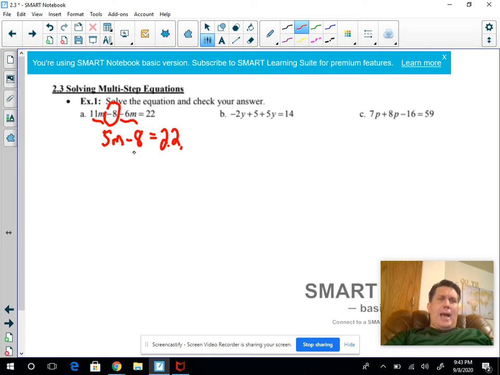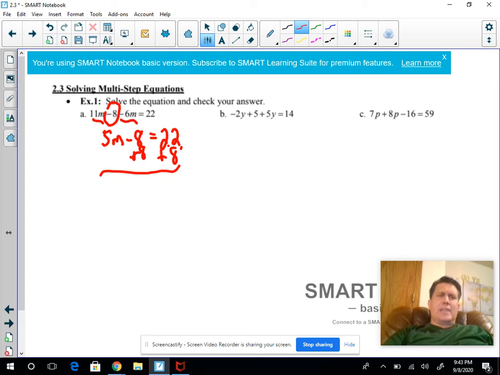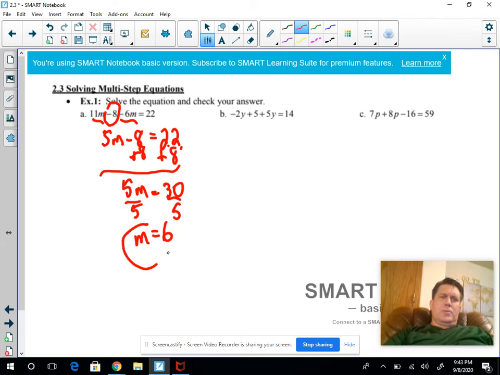So we will add 8 to each side. As we did in section 2.2, we get 5m equals 30. Now we'll divide by 5 on each side. M equals 6. That should be the answer to that one.